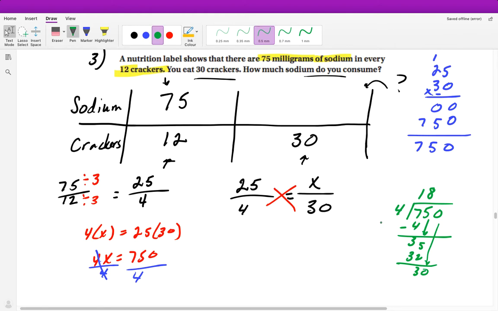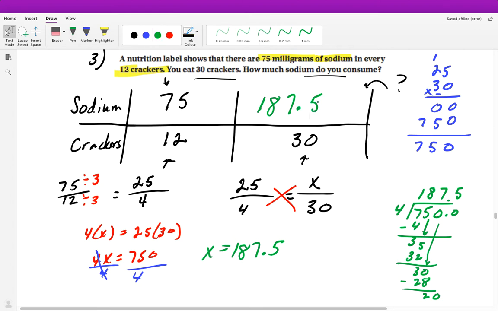4 goes into 30 7 times. So that gives me 28. Subtract, and now we're moving to our remaining parts, so we can add this decimal with this 0. We can drop down the 0. 4 goes into 20 5 times. So that means x is equal to 187.5. So that's how much sodium you consumed, 187.5 milligrams of sodium.